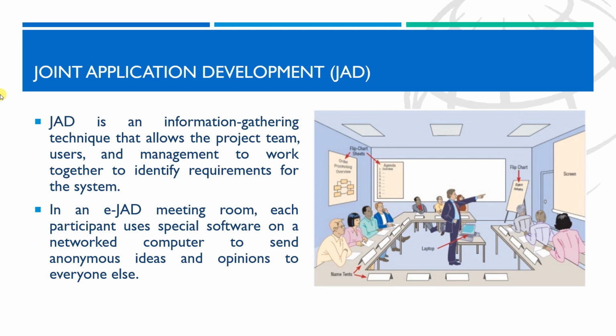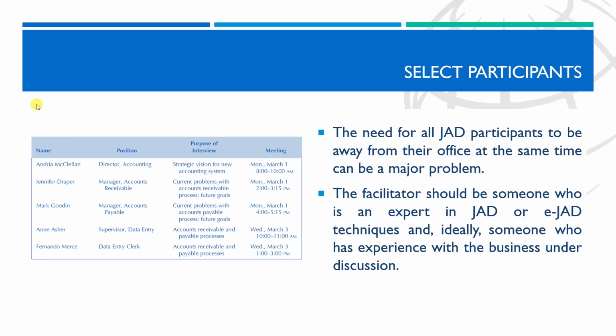A good JAD approach follows a set of 5 steps. These steps start with selecting participants. JAD participants are selected in the same way as interview participants, based on the information they can contribute, in order to provide a broad mix of organizational levels and to build political support for the new system. The need for all JAD participants to be away from their office at the same time can be a major problem. The office might need to be closed or operate with a skeleton staff until the JAD sessions are complete.